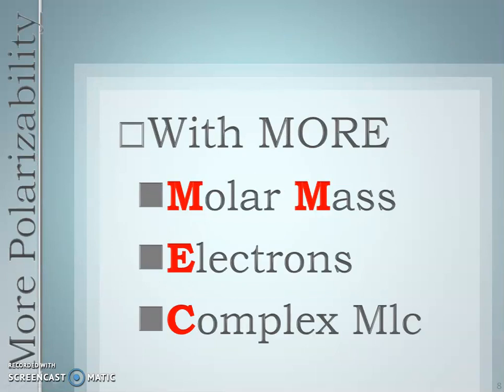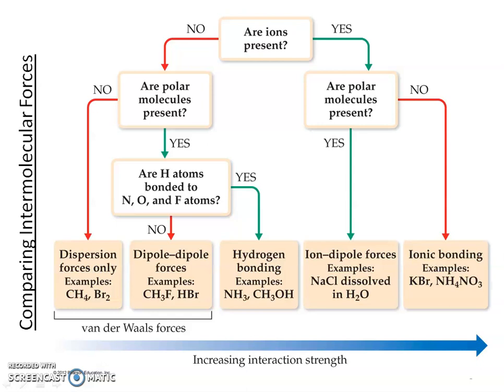So with polarizability, really, really important: as you increase molar mass, as you increase those electrons, as you increase the complexity of that molecule, you're going to increase the polarizability of that molecule. So again, nice little flow chart. If you want to take a screen snapshot of this, this is really a nice flow chart comparing all of those IMFs. And again, I did it in increasing strength.